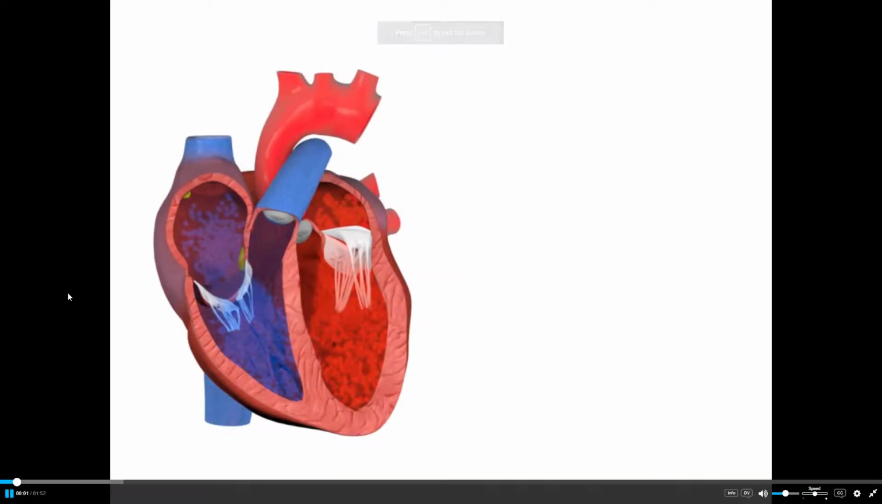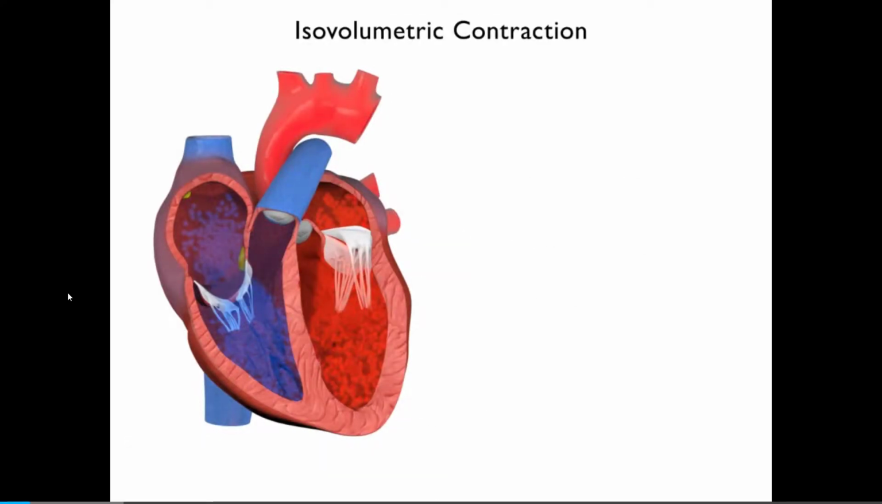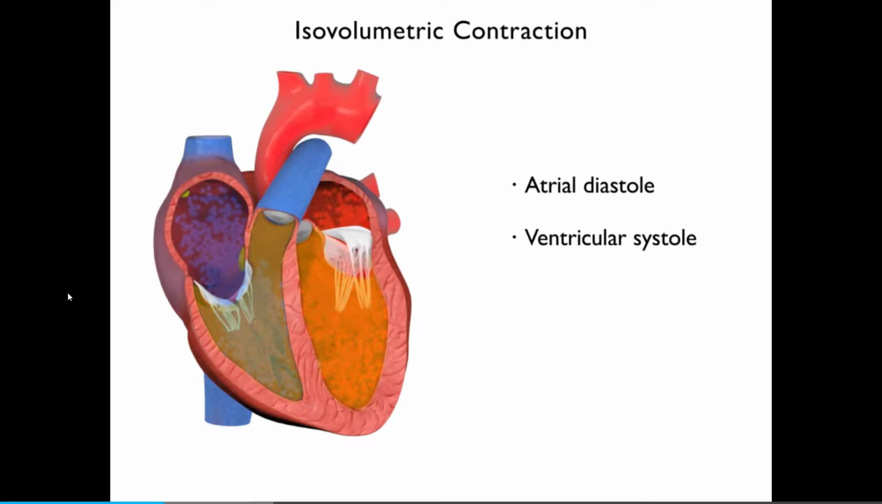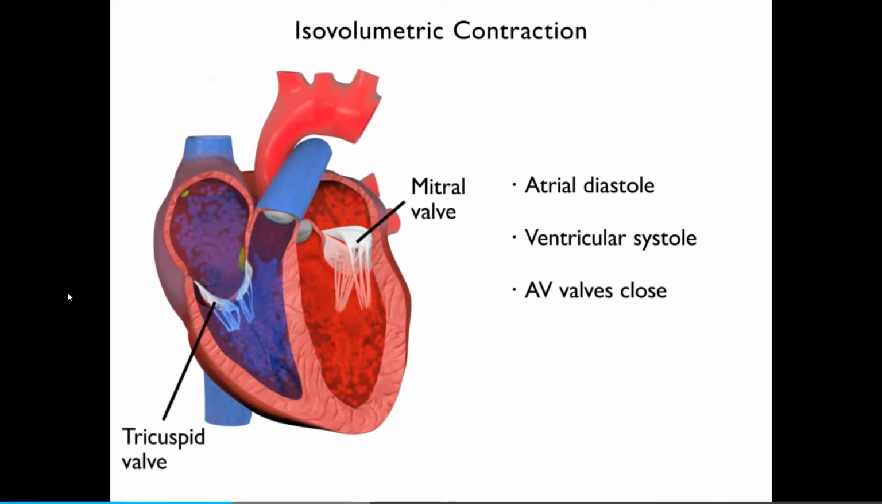The second phase of the cardiac cycle is isovolumetric contraction. Three main events occur during isovolumetric contraction. First, atrial diastole allows blood to begin returning to the atria from the pulmonary and systemic circuits. Second, while the atria relax, ventricular systole increases pressure in the ventricles. Third, when the increasing ventricular pressure exceeds the atrial pressure, both atrioventricular valves close.